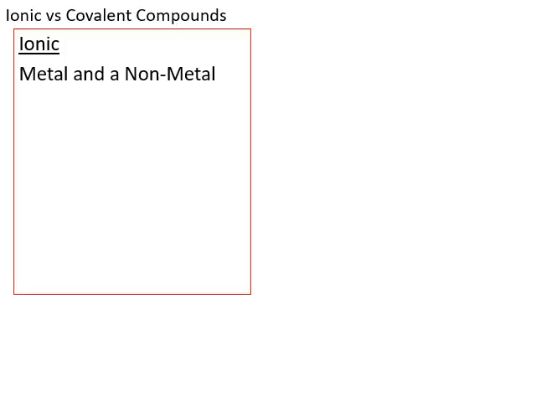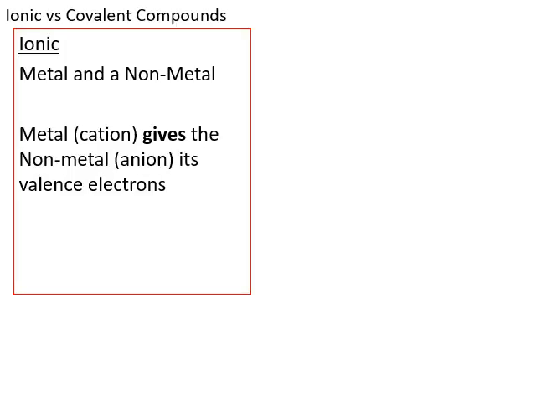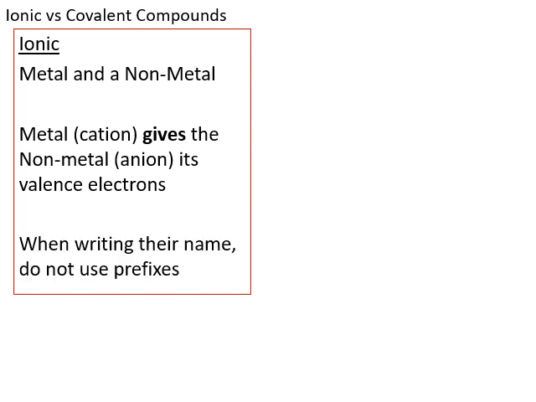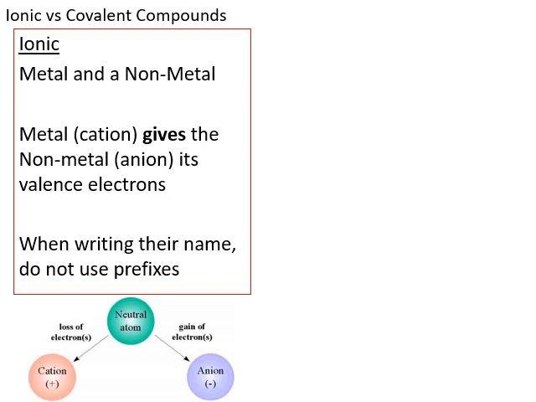Okay, an ionic compound is a metal and a nonmetal. The metal is our cation and it gives the nonmetal its valence electrons. We write their names, we don't use prefixes. Cation, remember my little paw? Cations are positive because they lose that electron, and that is your metals. And then our anions, they take the electron. That's the nonmetal.